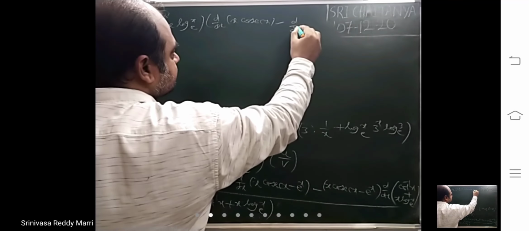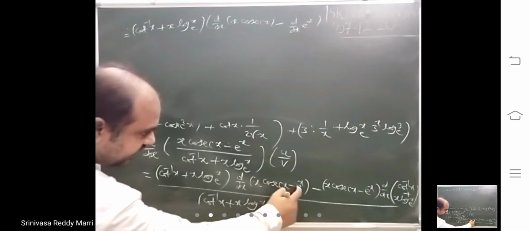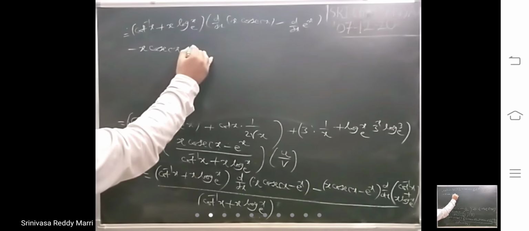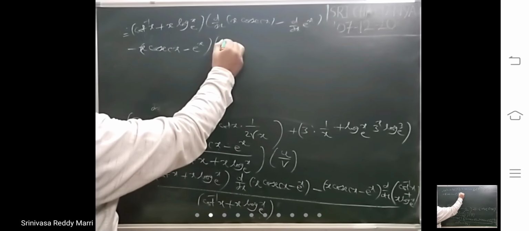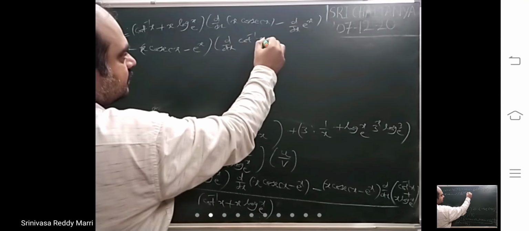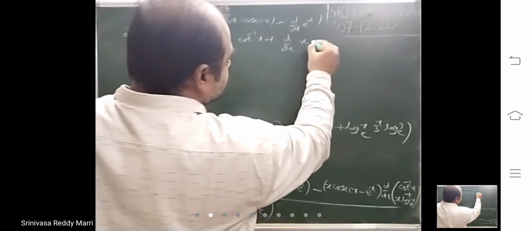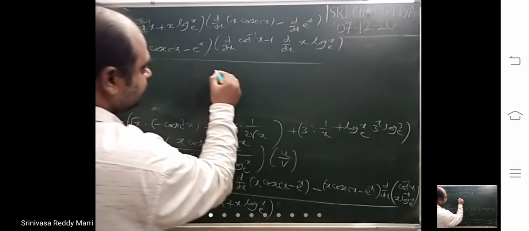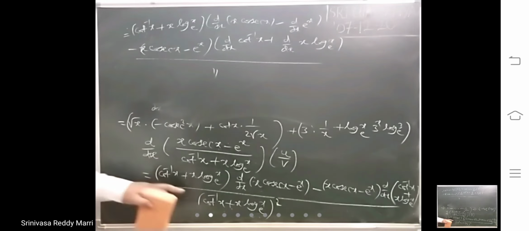Minus d by dx of e power x. Derivative of this minus derivative of this, minus. So derivative of this plus derivative of this, divided by this, which is the same, you will get whole square. This is whole square. The same you will get here.